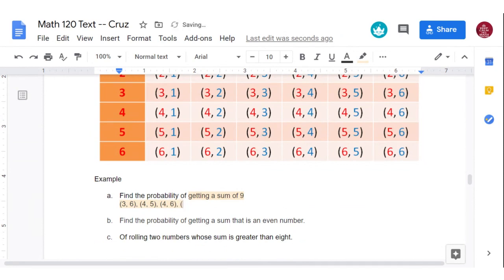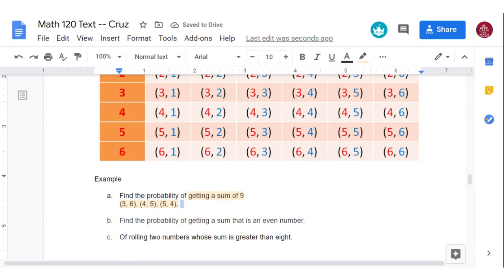5, comma 4. Wait, why is it 4, 6? 4, 6 makes 10. Isn't it supposed to be 9? Oh, I'm sorry. I was thinking it said greater. You're right. You're fine. You're right. Thanks. I'm thinking of this one right here. I was looking at it. It says greater than 8.